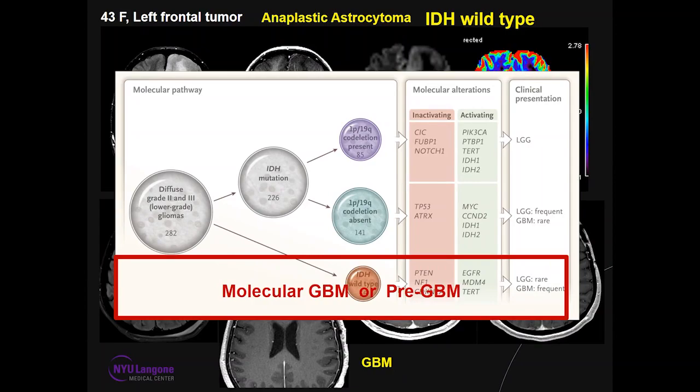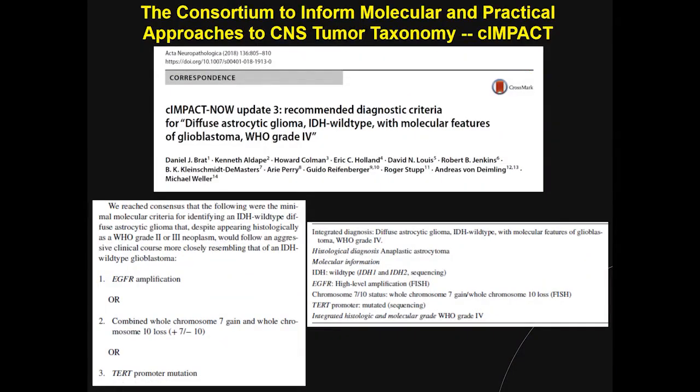Now, this is the category we talked about from that NEJM paper: these are your lower grade gliomas despite having a grade 3 diagnosis, but these are the tumors which don't have IDH mutation, and these are your tumors which are going to do poorly. They have also been called molecular GBM or pre-GBM by various researchers.